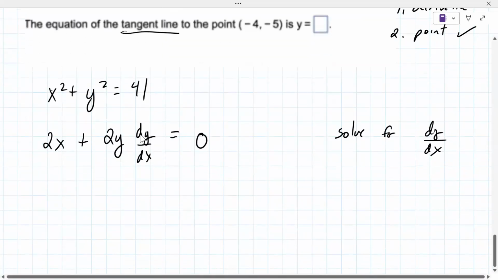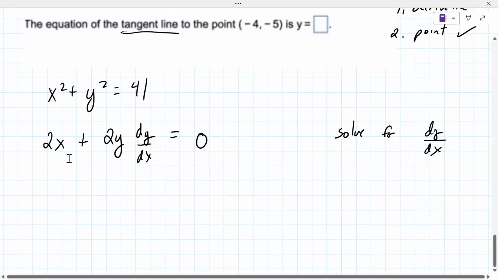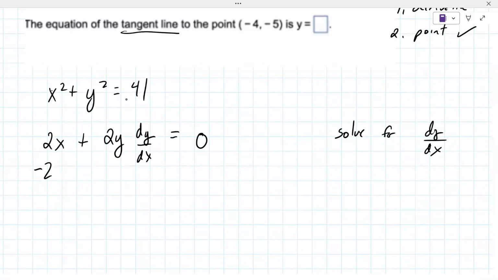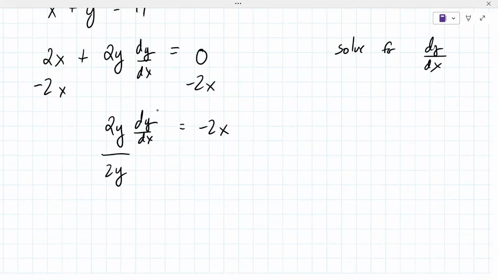Okay. And your goal now is to solve for dy/dx. So like I mentioned, there will be a problem, probably the next one, where you have to move the dy/dx's around. But for this one, it's already on one side. So you just move the stuff that's not a dy/dx to the other side. And then you divide both sides by 2y. dy/dx equals negative x over y.